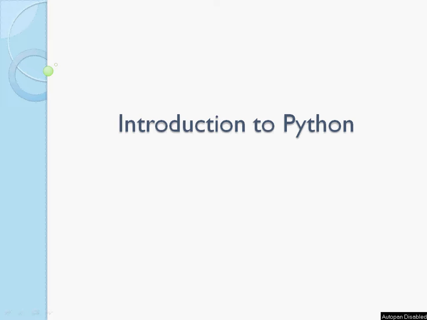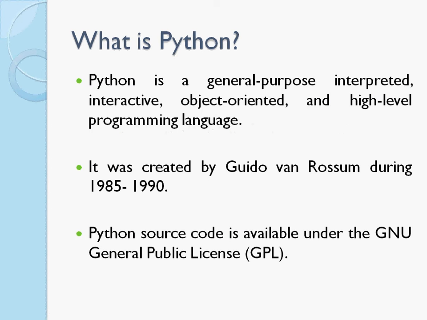Introduction to Python. Python is a general purpose interpreted, interactive, object oriented, and a high level programming language. It was designed in the period of 1985 to 1990. Python source code is available under general public license.